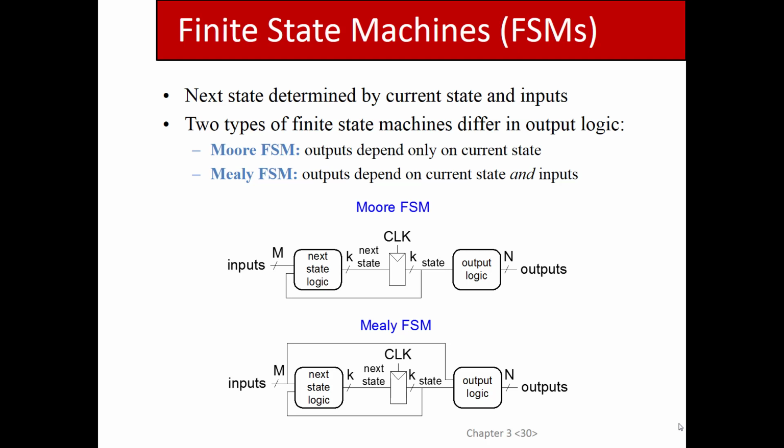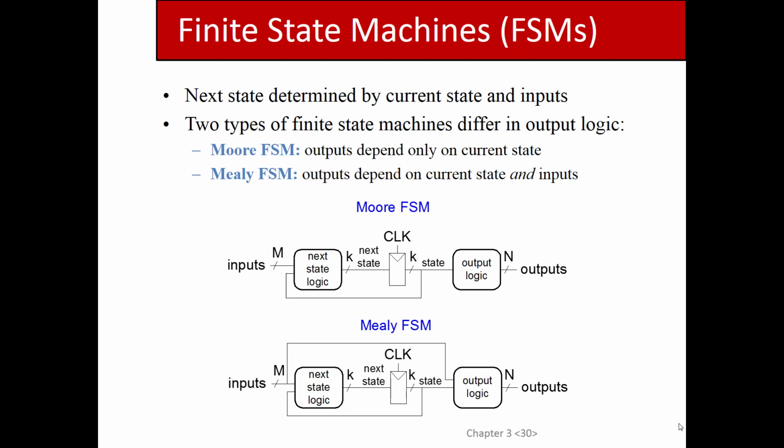Okay? This is a picture of that. So this is a Moore machine where the output logic just looks at the state and generates the outputs. And in a Mealy machine, the output logic looks at the state and the inputs as well, which come around and plug into the output logic. You guys with me? Now in both cases, the state feeds back into the next state logic, right? Because the next state is always a function of the current state and the inputs. That way the inputs can control the sequence of states that you go through. Okay, so let's look at an example.